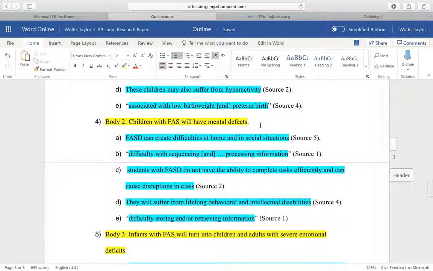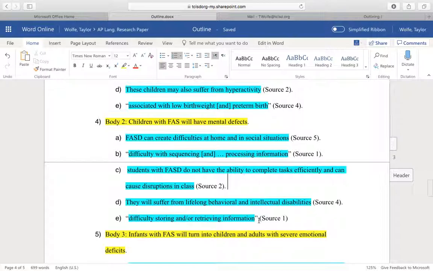When I'm actually writing this paper, at some point I need to explain what FASD is before I use it as an abbreviation, okay? So if I wanted to make a comment to myself, I might say, hey, later on I need to explain what FASD stands for, so that my reader knows what I'm talking about when I'm referring to it. Okay, difficulty with sequencing and processing information. Students with FASD do not have the ability to complete tasks efficiently and can cause disruptions in class. They will suffer from lifelong behavioral and intellectual disabilities, and they'll have difficulty storing and or retrieving information.